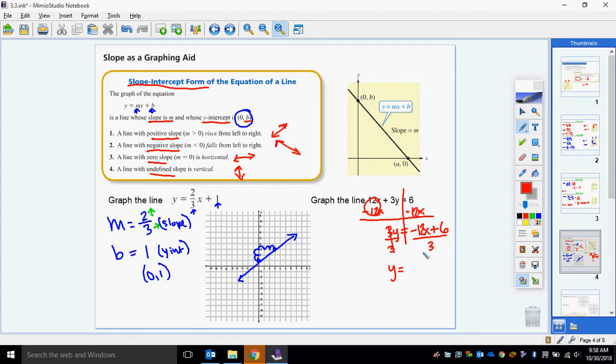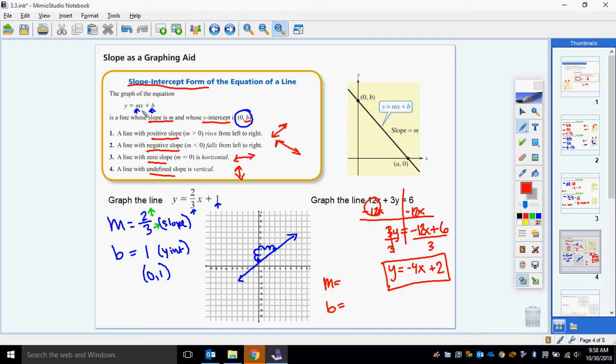So negative 12 divided by 3 is negative 4, and there's an x with it. And 6 divided by 3 would be a 2. So this is the line that I'm graphing. y equals negative 4x plus 2. Let's pick out our slope and our y-intercept here.